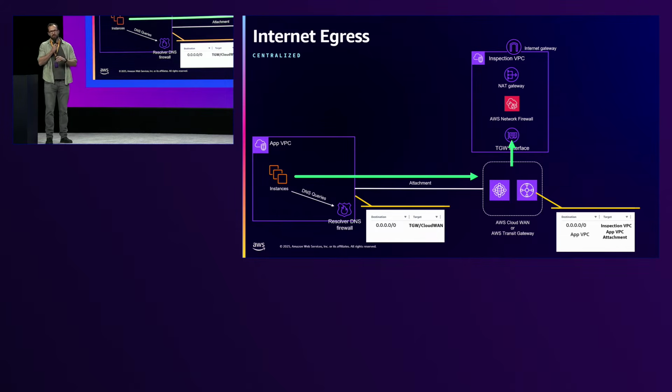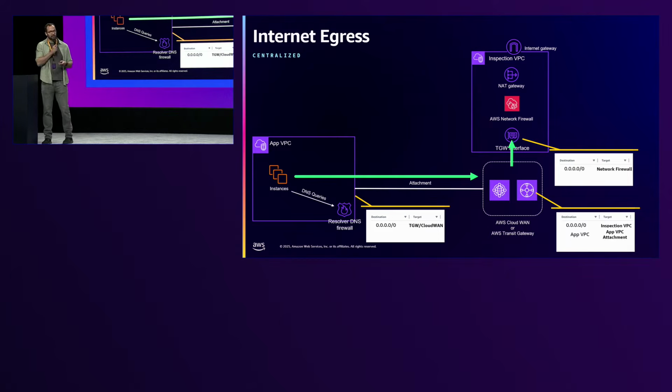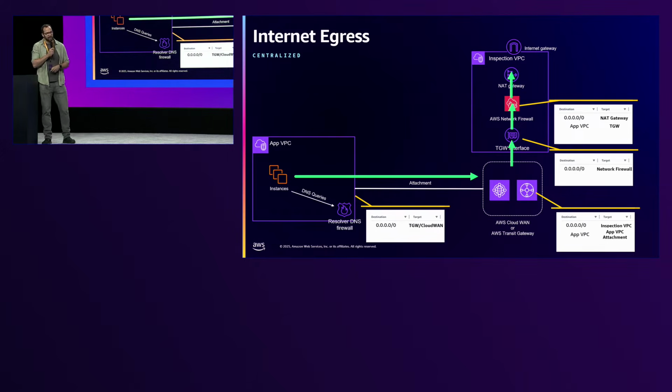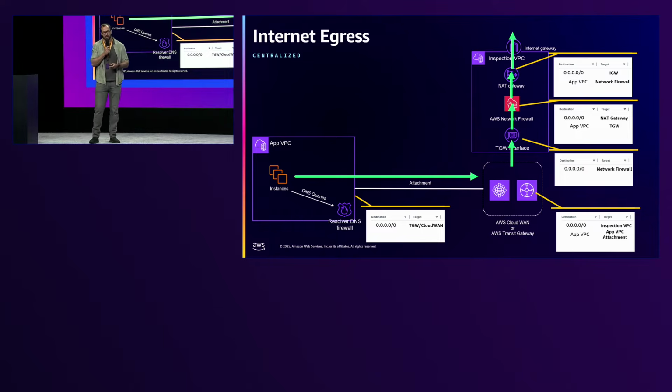And then I simplified this drawing quite heavily. Inside of that inspection VPC, each component actually lives in a different subnet and will have a different route table associated with it. Because what we want to do is, as your traffic arrives in the inspection VPC, we want to bump it into the network firewall, do our inspection on network firewall, but after that, bump it into the NAT gateway. And after NAT gateway, once we NATed the traffic, send it out to the internet.